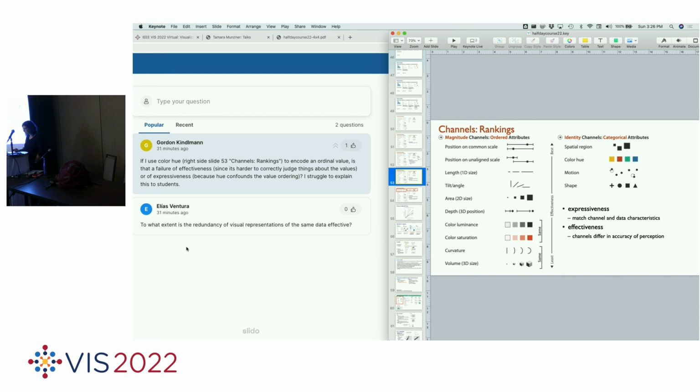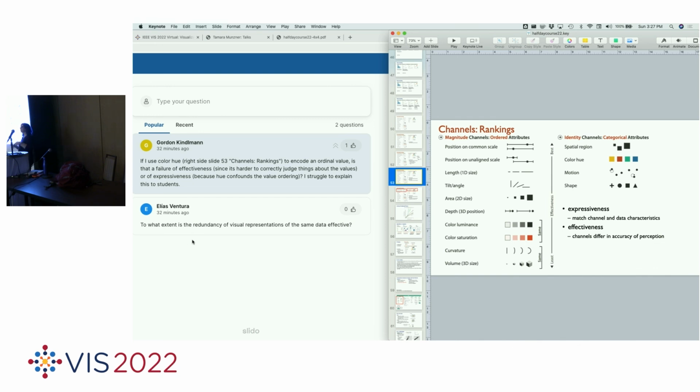Elias asks, to what extent is the redundancy of visual representations of the same data effective? So the short answer is it can be quite effective. So redundantly encoding multiple things, for example, a bar chart that both uses spatial position of the different bars and also color codes by the data. Anytime you're using multiple channels at once, that is going to be more effective, because essentially you're getting two ways of getting information into your brain through the perceptual system.